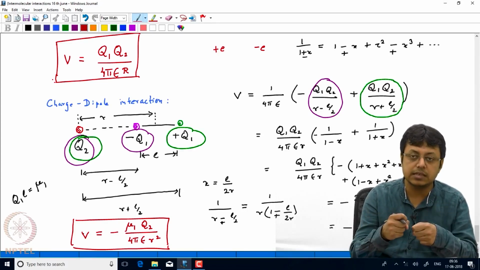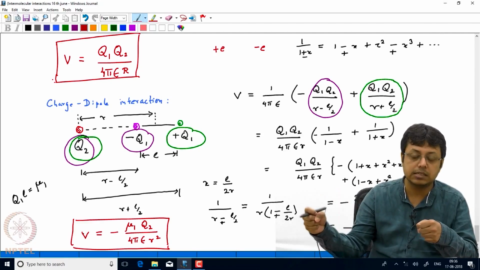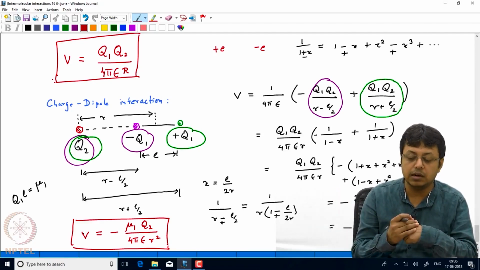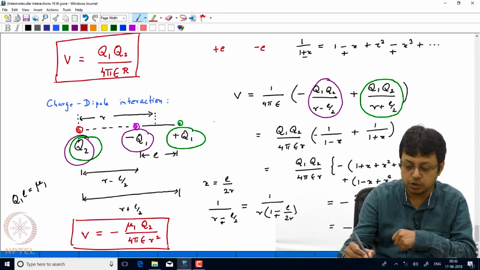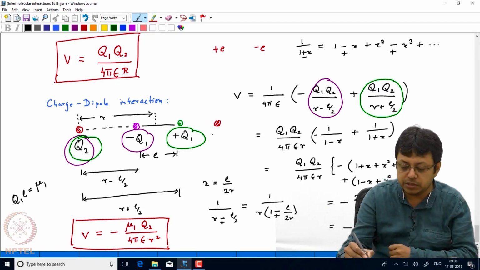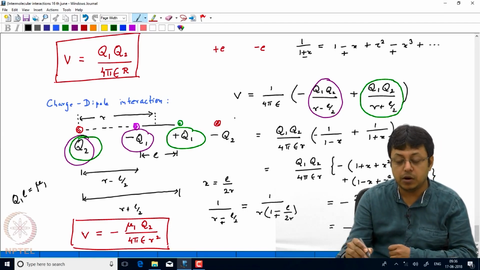position. So in that case, for q2 the most favorable orientation will be along the axis but closer to the other charge, where q2 should be here. So that position will be favorable for a charge which is minus q2.